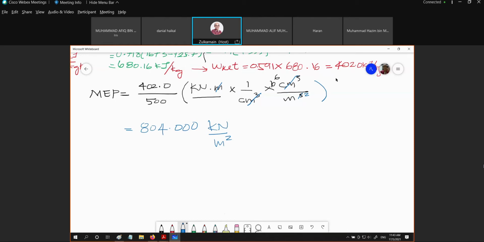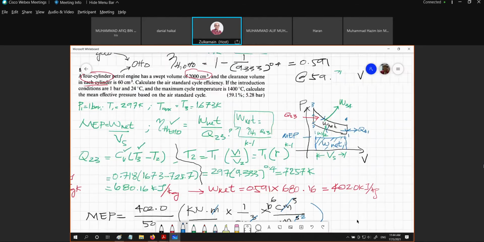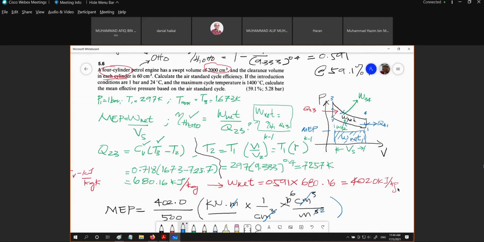It's not right, eh? If we want to convert to bar, 1 bar is 100 kPa. This is also not right. Aduh. This is kPa, this is kPa. 800 gives 8 bar, 8.04 bar. What is the answer? 5.28.